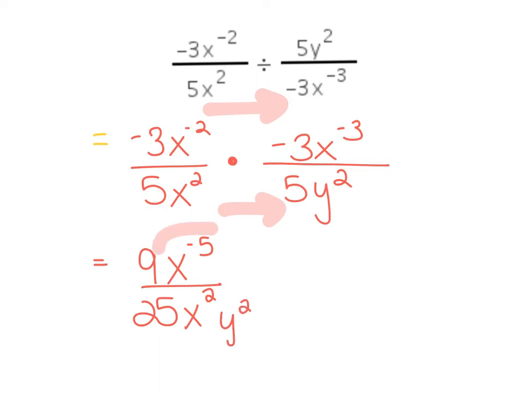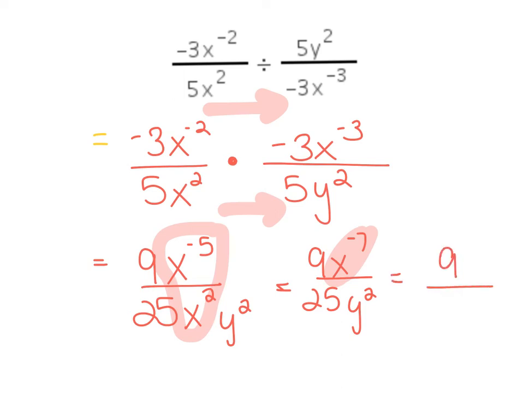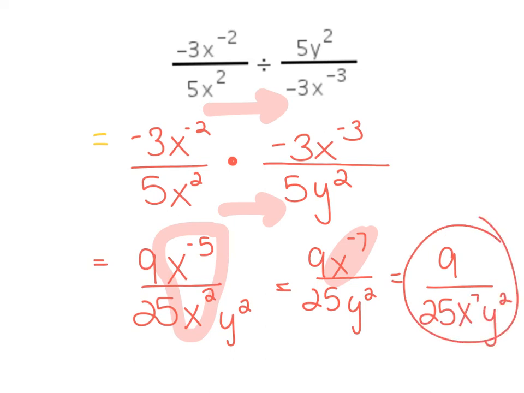Now, I have like bases right here. So I'm going to clean this up. Top exponent minus bottom would be 9x to the -7th over 25y squared. I still have a negative exponent right here, so that needs to move back to the bottom for a final answer of 9 over 25 x to the 7th, y to the 2nd. Hopefully you got that one right.